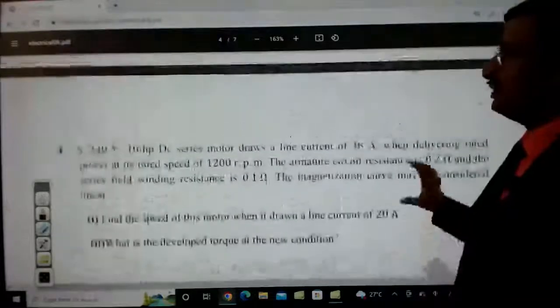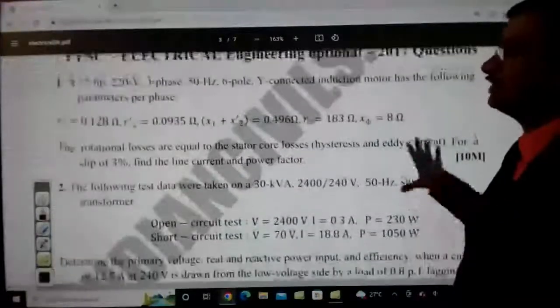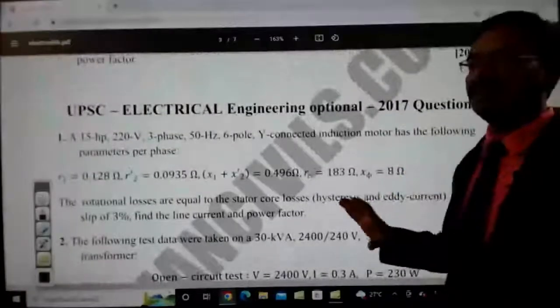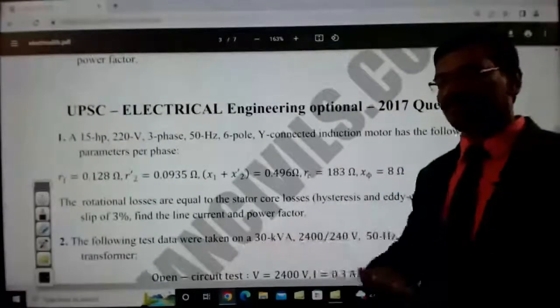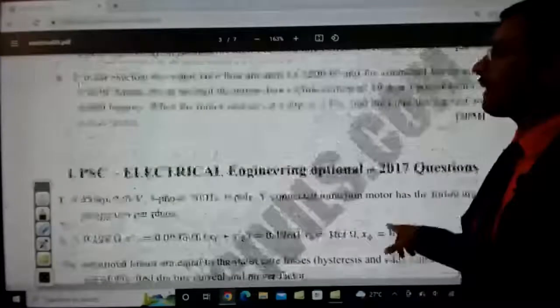So this is a standard question, and this is also a standard question. All the questions were asked in different examinations, but they are standard textbook questions only.